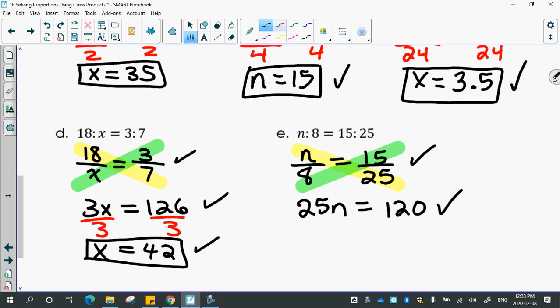Remember, the idea is what does n equal? A proportion is just another equation. So we're still basically solving equations. And then divide. And you get 4.8. There's your third mark.